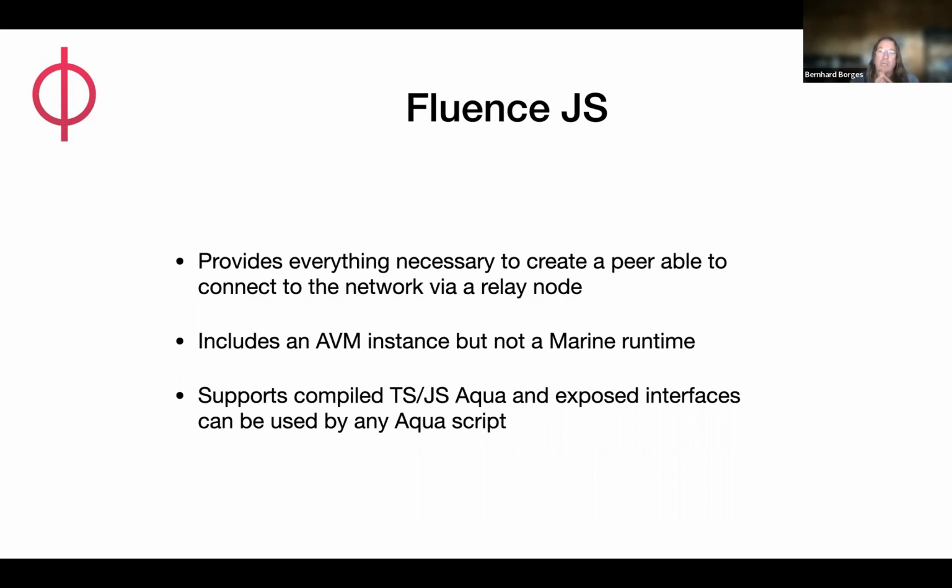The way it is done is that Fluence.js provides you an instance of the Aqua virtual machine. It does not provide an instance of the Marine runtime, so you can't arbitrarily deploy other services, WebAssembly modules, onto that node. However, there are some interesting special use cases for what I call special purpose nodes or special purpose services. One of them, for example, is the creation of a signing service.